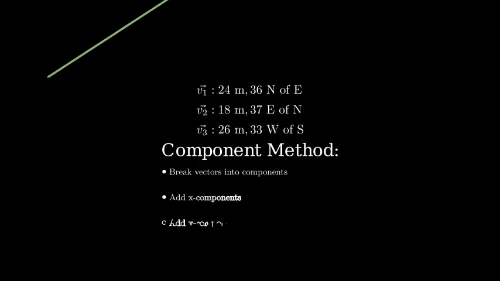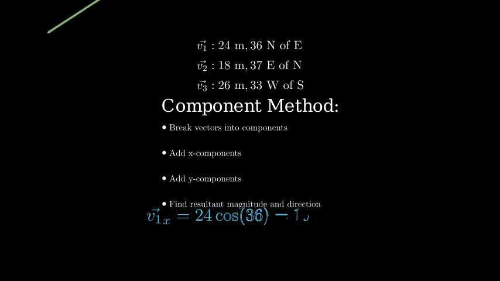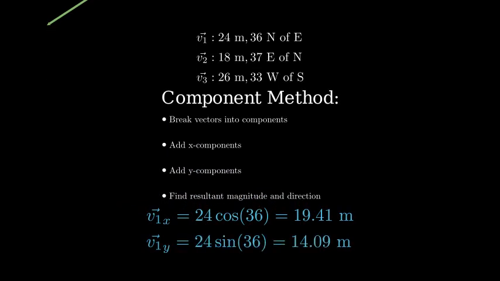To find the resultant, we'll use the component method. We'll break each vector into its horizontal and vertical components, then add those components separately. Let's start with vector 1. For a vector at 36 degrees north of east, the x component is 24 times cosine of 36 degrees, which is 19.41 meters. The y component is 24 times sine of 36 degrees, which is 14.09 meters.